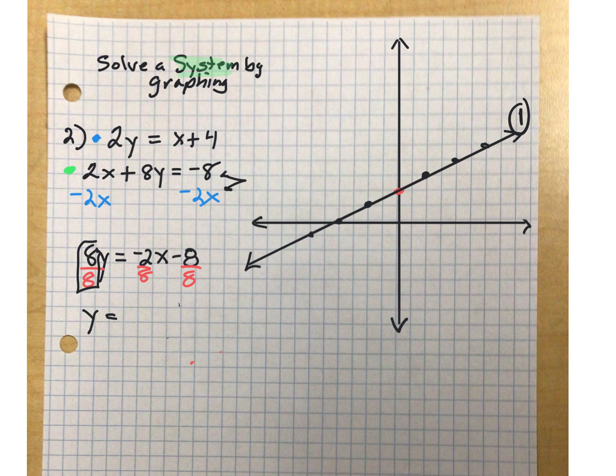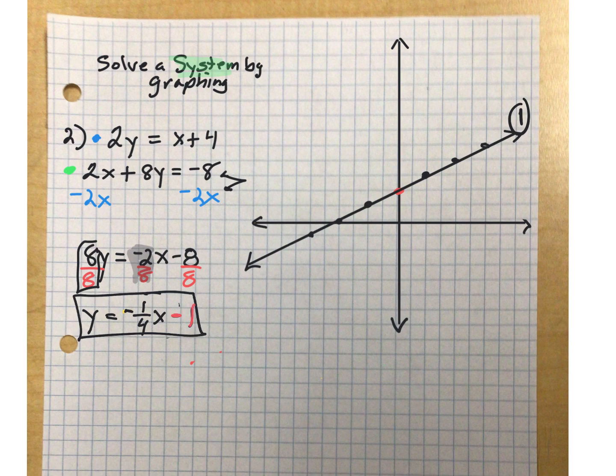And then remember, -2 eighths. 8 does not go into 2 evenly, so that reduces to -1/4. And then a negative 8 divided by 8 is a -1. Don't forget your x. So now we have to graph this one. This is our second line, so we have to have it in slope-intercept form.